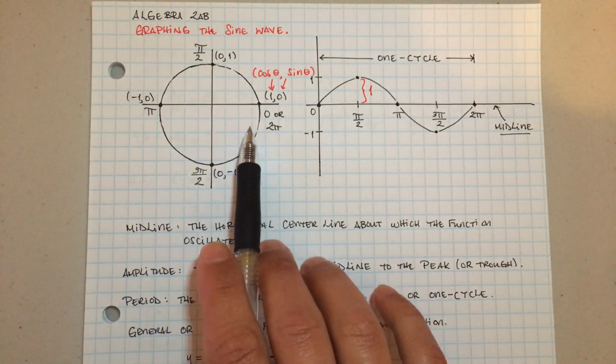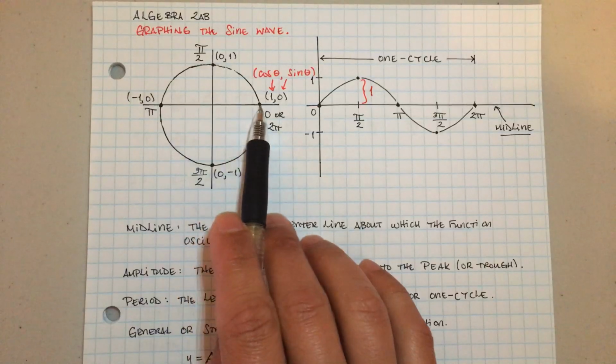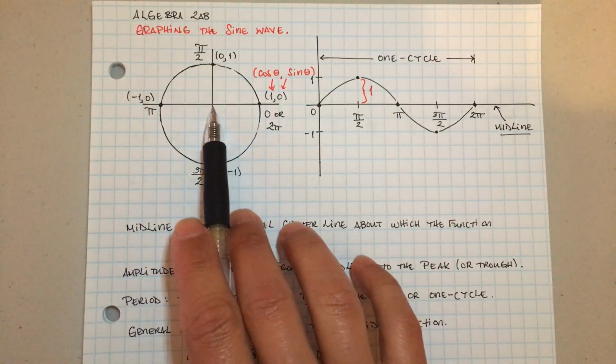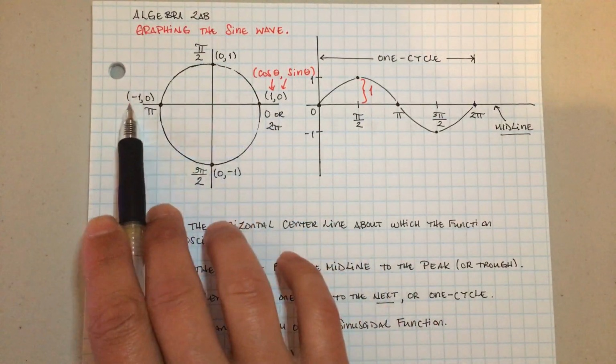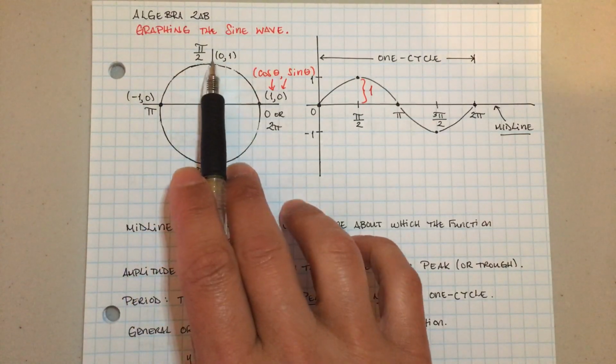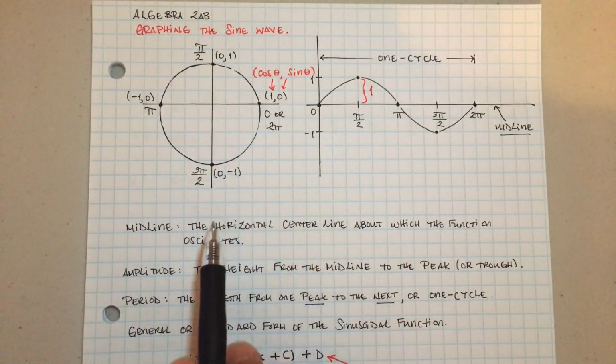And you notice that the unit circle has to do with these corner points, okay? 1 unit long: (1, 0), (-1, 0), up here at (0, 1), down here (0, -1).